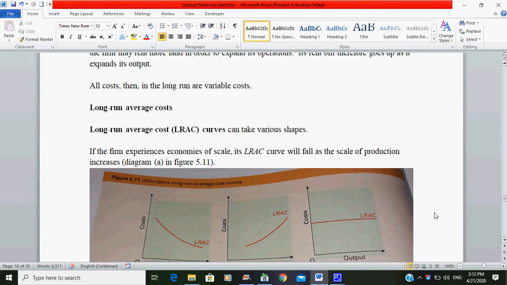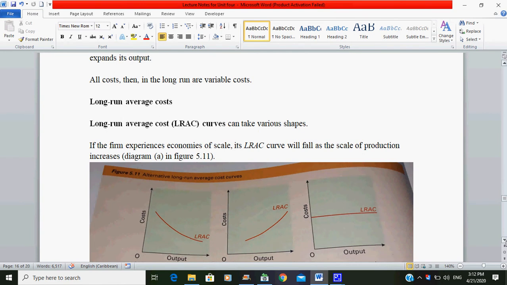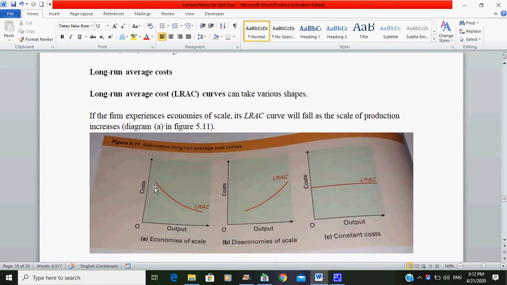Look first at long run average costs. Long run average cost curves can take various shapes. If a firm experiences economies of scale, its long run average cost curve will fall as the scale of production increases. And this is represented by diagram A in figure 5.1. Alright, so notice it is falling.